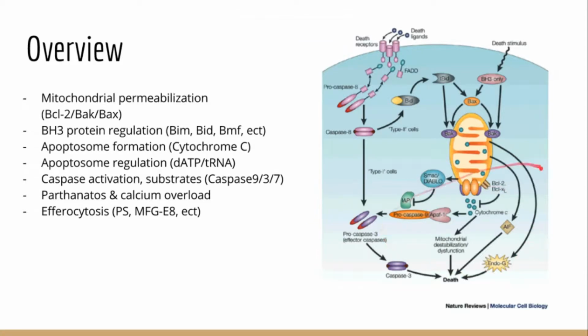So this is the general overview of the points I want to hit. I will begin with how BH3 proteins promote the formation of the MOMP, or the mitochondrial outer membrane pore, the formation of the death-inducing apoptosome, APAF1 right here, and the subsequent activation of caspases right here. And then I'm also going to discuss alternative pathways to apoptosis. And finally, I will talk about how the process is cleaned up by efferocytosis.